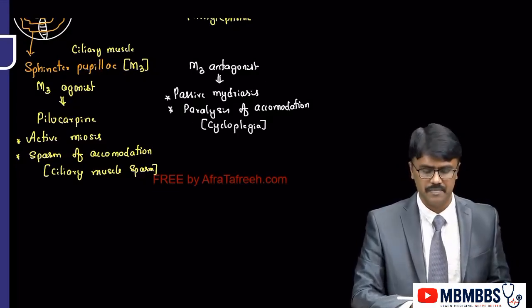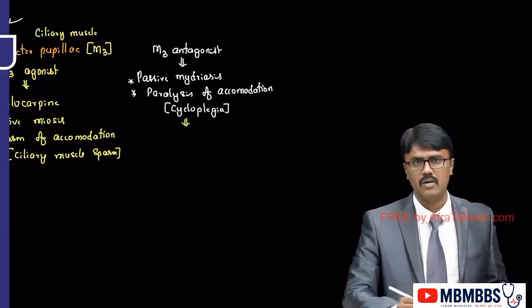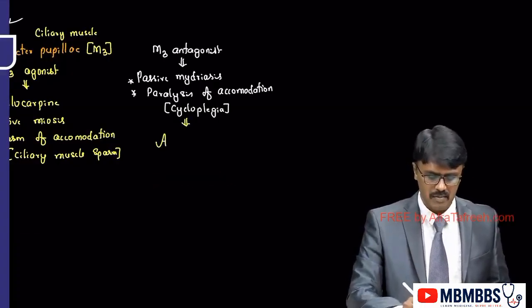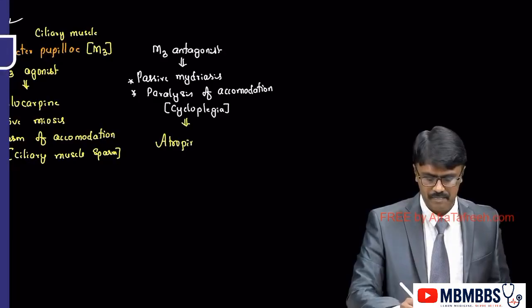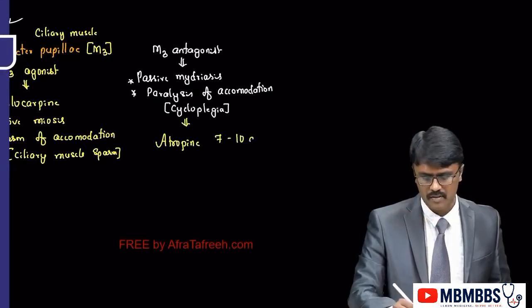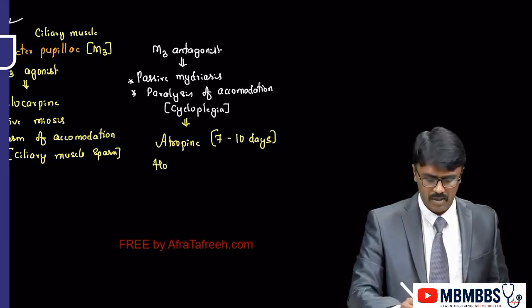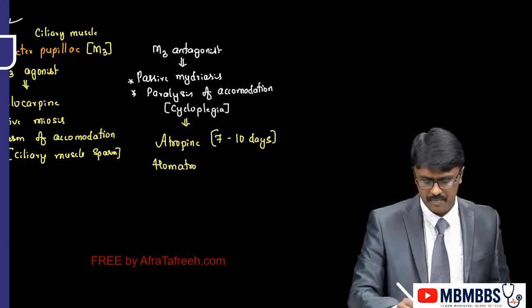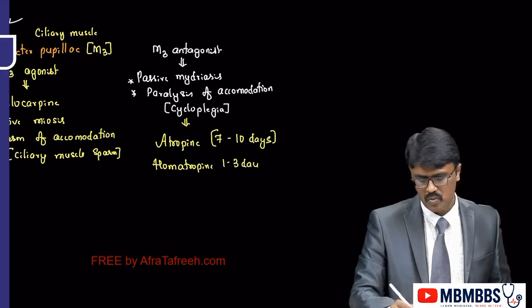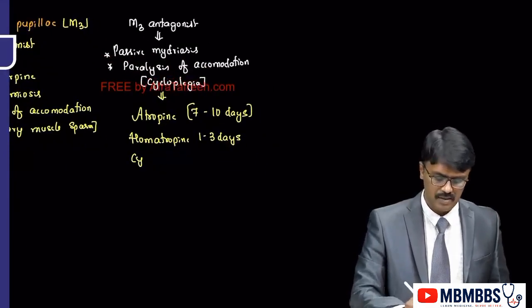That is called cycloplegia. Now let me list the drugs which are M3 antagonists, which cause passive mydriasis. The first is atropine. Atropine's duration of action is 7 to 10 days, so it can cause mydriasis for 7 to 10 days. One more drug is homatropine. Homatropine can produce its action for up to 1 to 3 days. Then we have a drug called cyclopentolate.